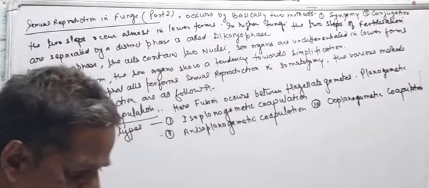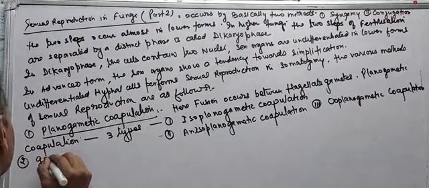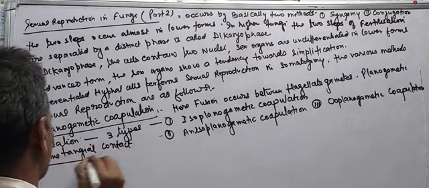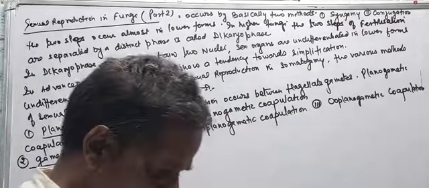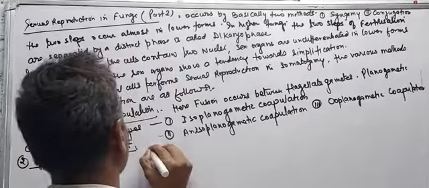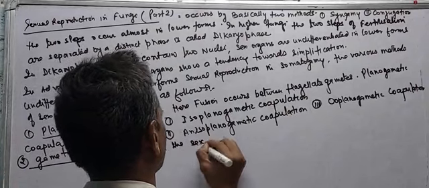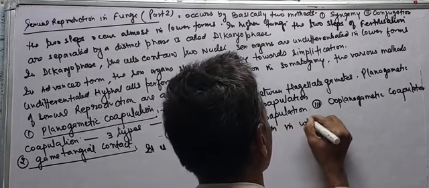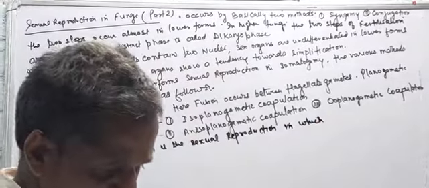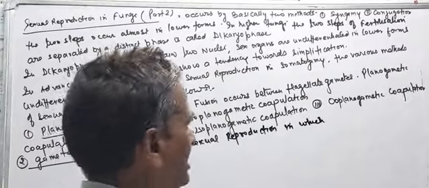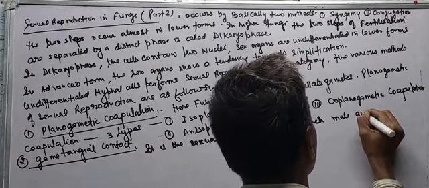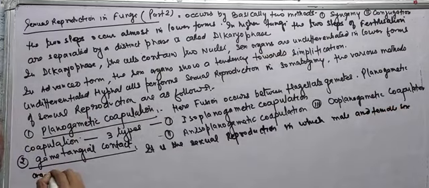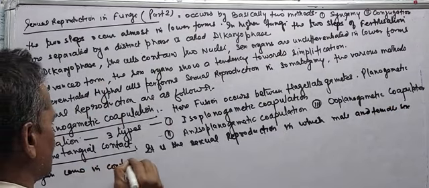Number second, gametangial contact. It is the sexual reproduction in which male and female sex organs come in contact.